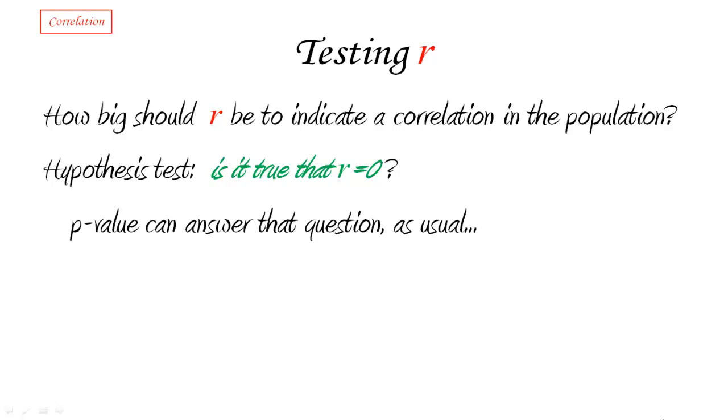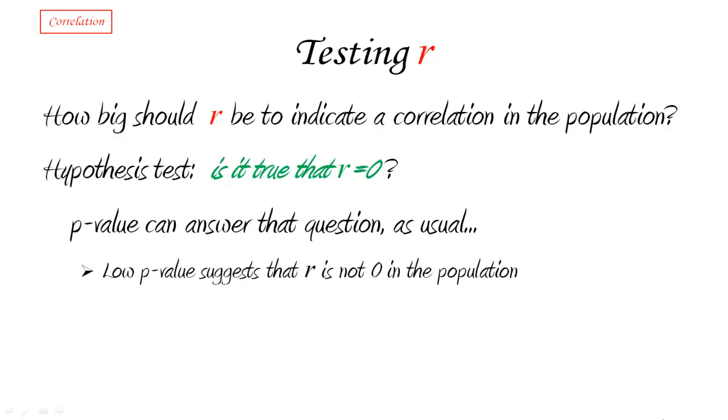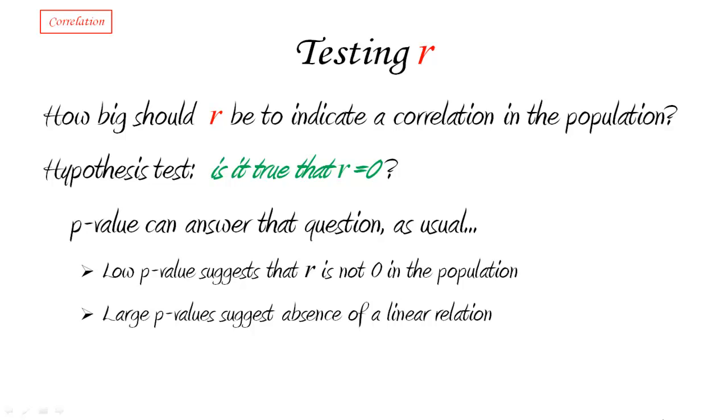Now, this kind of test always produces a p-value as usual, and the p-value can answer that question in the positive or the negative as usual. What does that mean? A low p-value suggests that r is not 0 in the population, which means that probably there is a correlation in the population. On the other hand, a large p-value suggests that there is no linear relationship, that we don't have enough evidence for a linear relationship, and the two variables in fact may not be linearly related. Once again, they may be related in some other way, but not linearly.